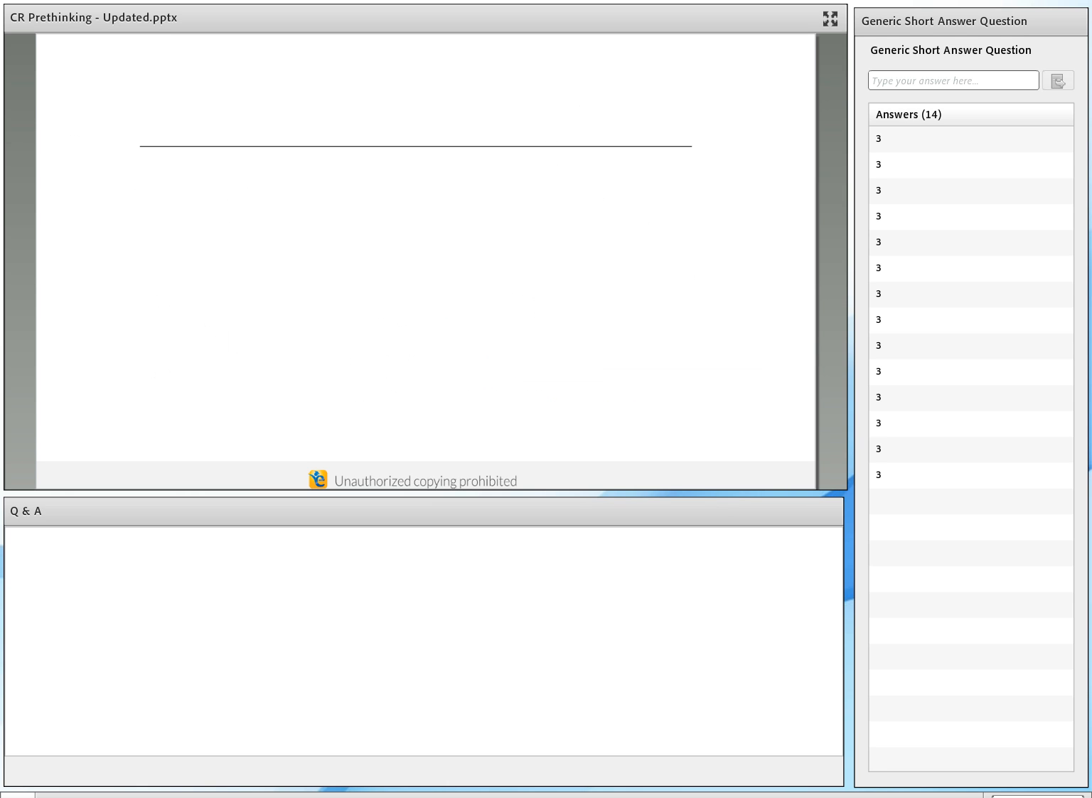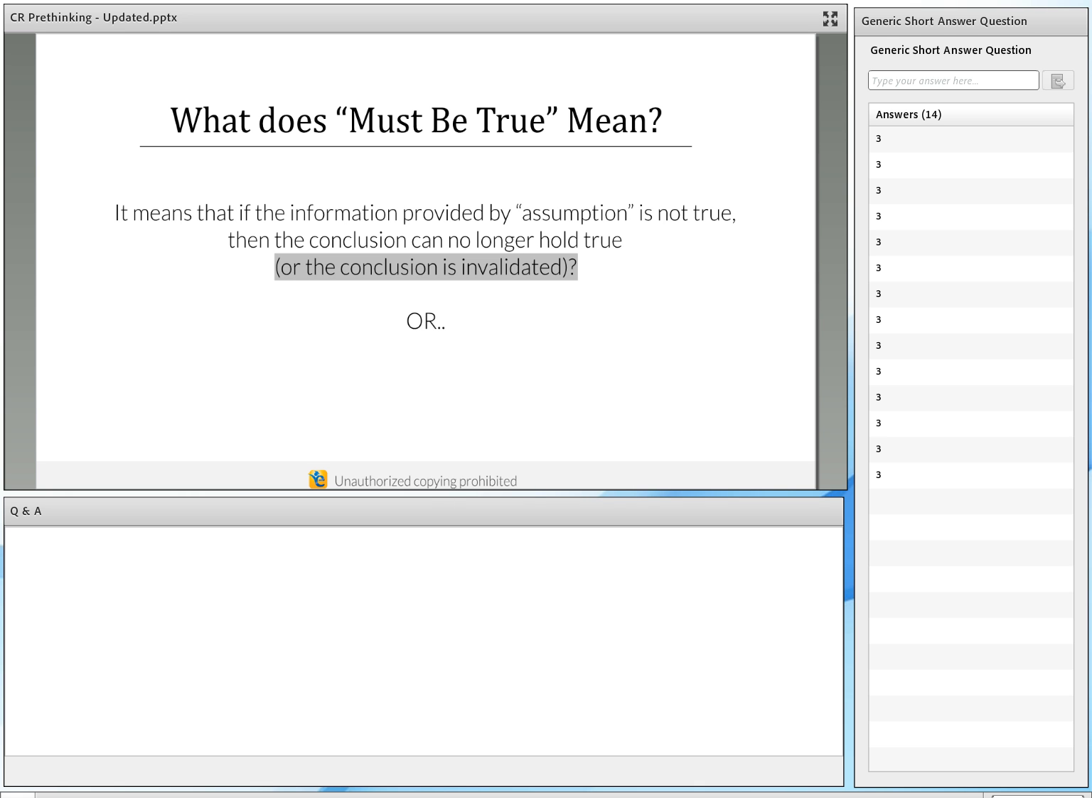Okay, so I just want to clarify that, because if you understand this, you can solve the most challenging question that the test will throw at you. So what does "must be true" mean? It means that if the information provided by the assumption is not true, then the conclusion can no longer hold true, or the conclusion breaks down or is invalidated. Or by definition, the assumption must be true for the conclusion to remain valid.